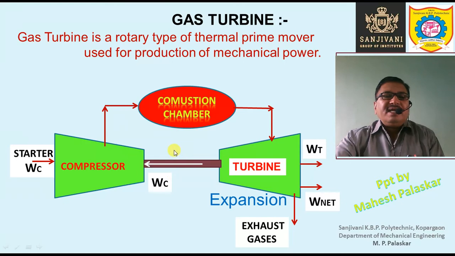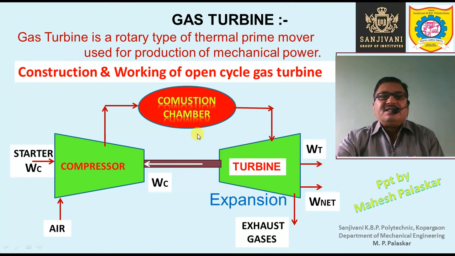So in this way the compressor will utilize some of the energy, and here you will find that the air is entering inside the compressor, it gets compressed in the compressor, and then it goes to the combustion chamber. So in short, this is the construction and working of the open cycle gas turbine.